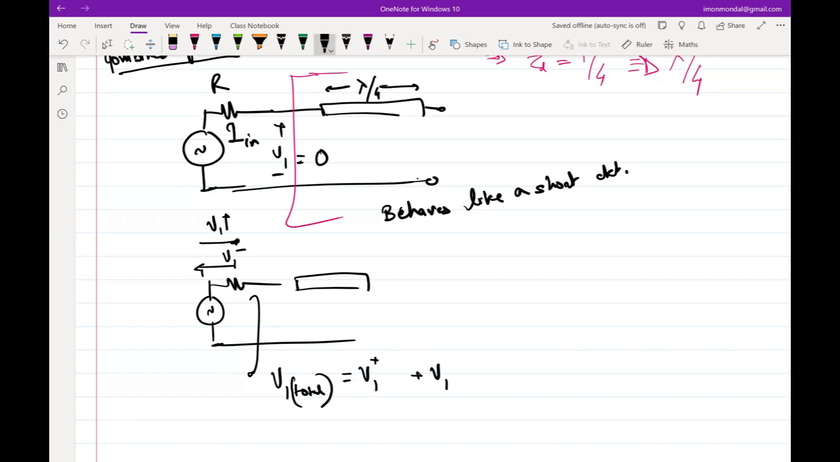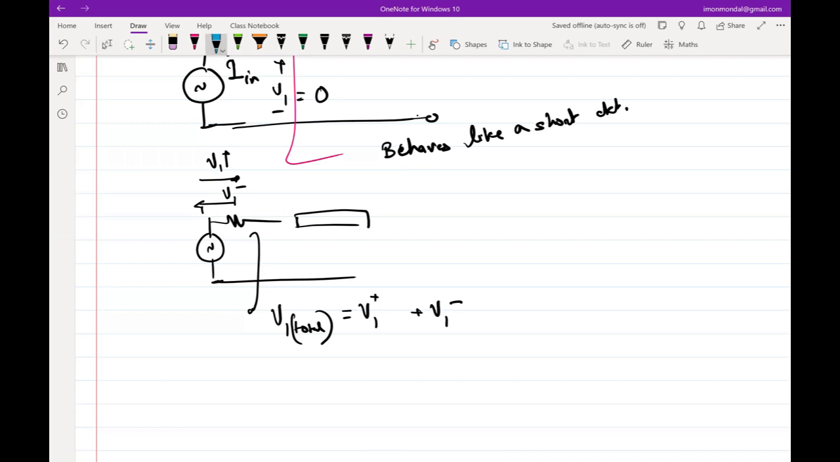V1 plus V1 minus. In the case of a current, this current is V1 plus over Z0, assuming this is Z0. And this current is minus V1 plus over Z0. So your total current is V1 plus over Z0 minus V1 minus over Z0. So this is the only difference between current wavefronts and voltage wavefronts. Analysis remains the same. Do the same thing, you are going to get the same answers.